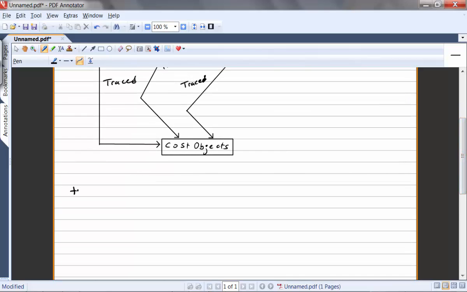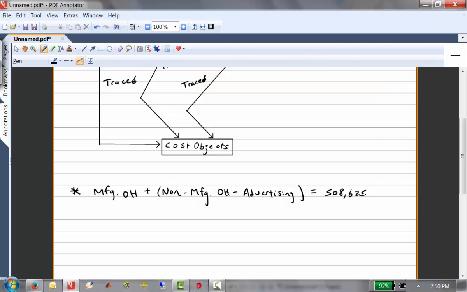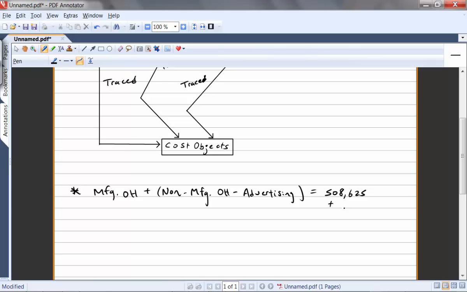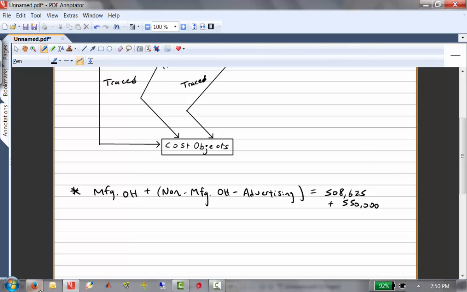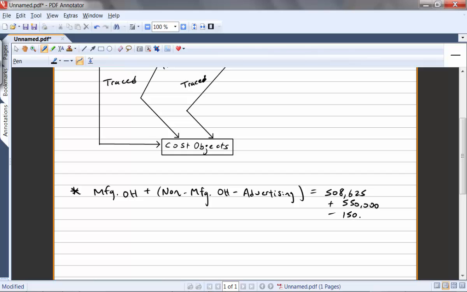Let's go get that. How do we get that number? Well, that would be the manufacturing overhead plus the non-manufacturing overhead. What's non-manufacturing overhead? Another name for that is SG&A. So the non-manufacturing overhead minus the advertising, since we already took the advertising out of that. So it's the manufacturing overhead, 508,625, I believe. If we go back, what was it? Yeah, 508,625 right here. And then we add the non-manufacturing overhead, which is SG&A, 550,000. How do we know that? Go to the income statement and look at SG&A, 550. But 150 of that was advertising. Right? So that equals 908,625.